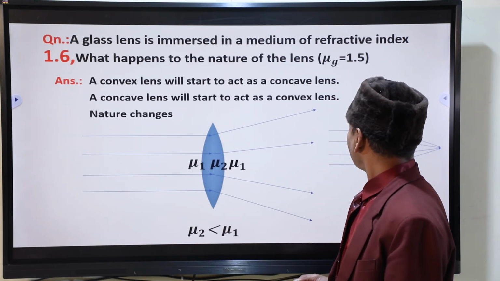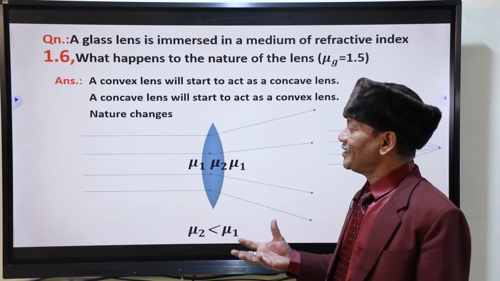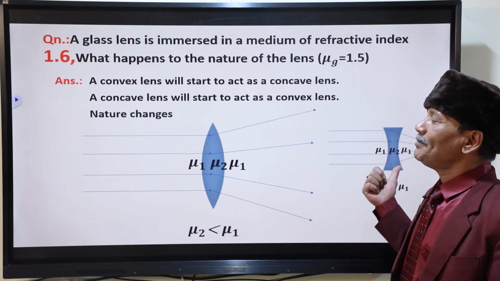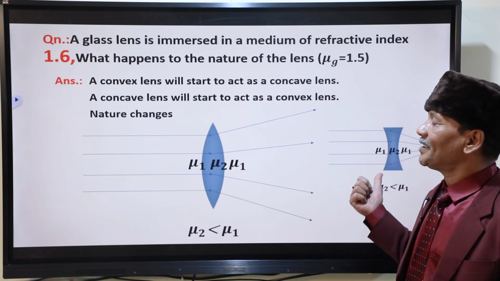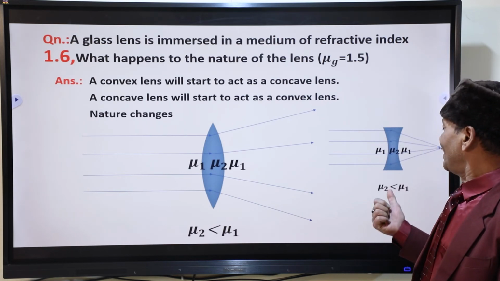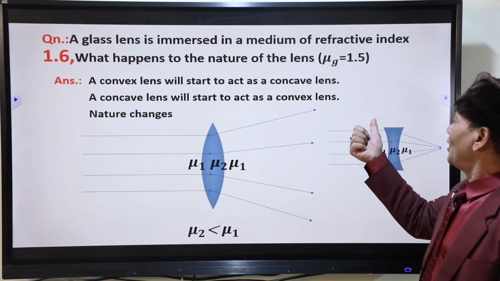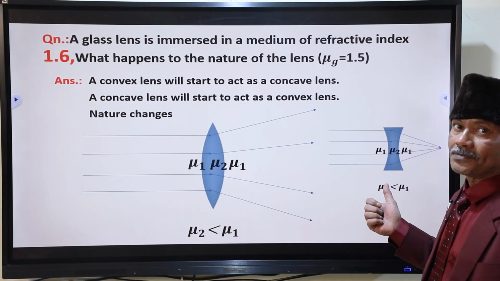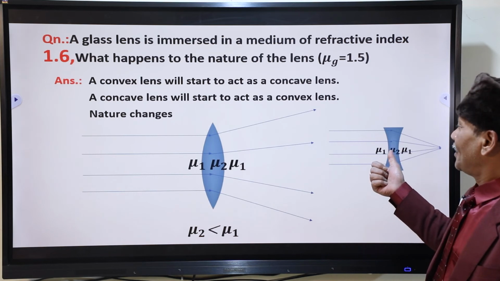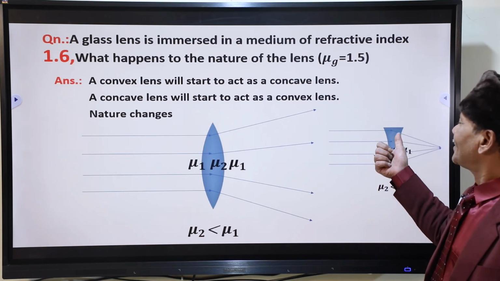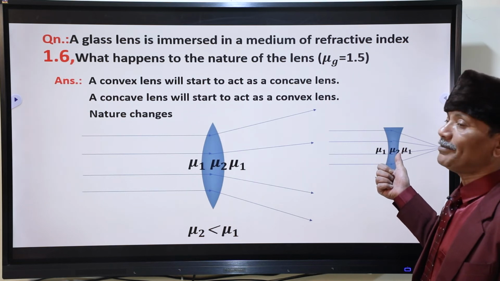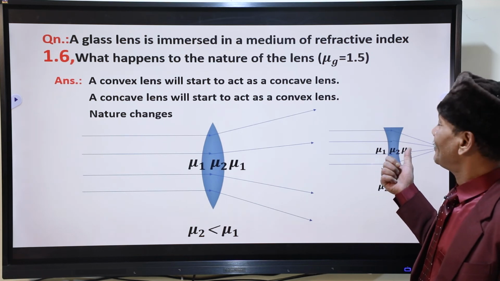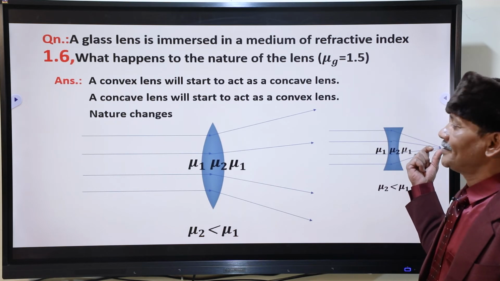But if the same thing is done for a concave lens, placed in a medium where the refractive index of the material of the lens is less than the refractive index of the medium, from this figure you can see this concave lens is not behaving as a diverging lens. It is acting as a converging lens.